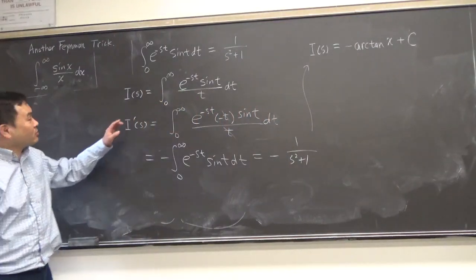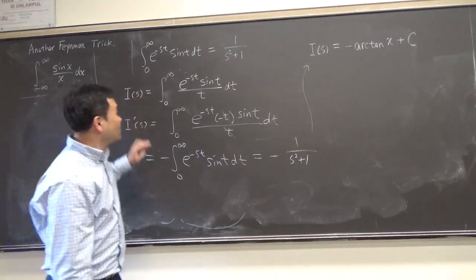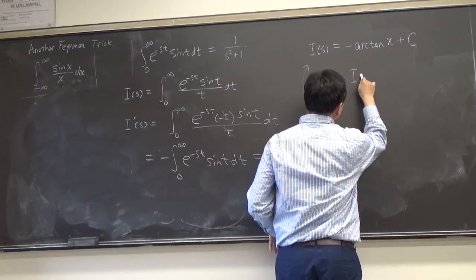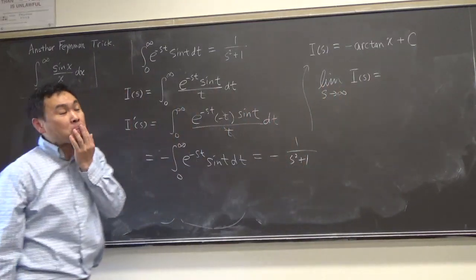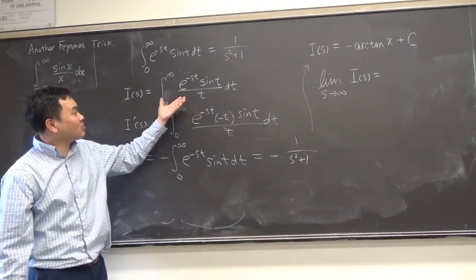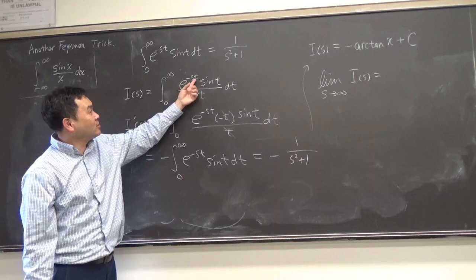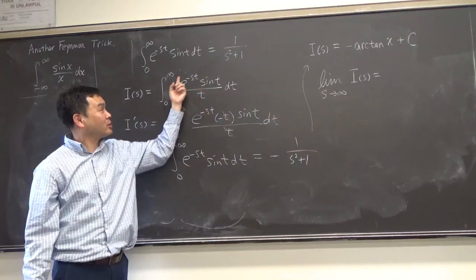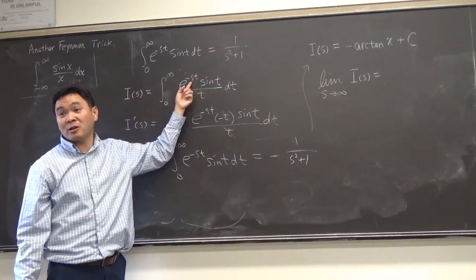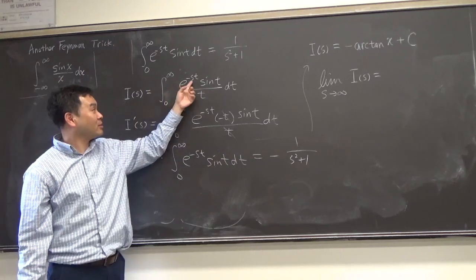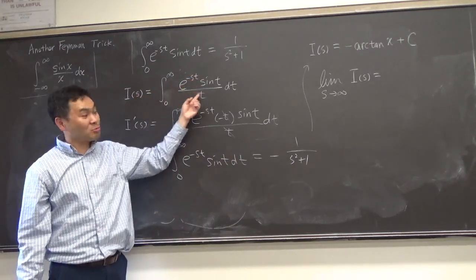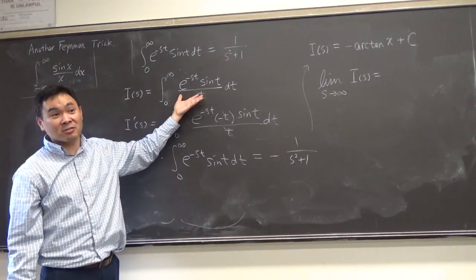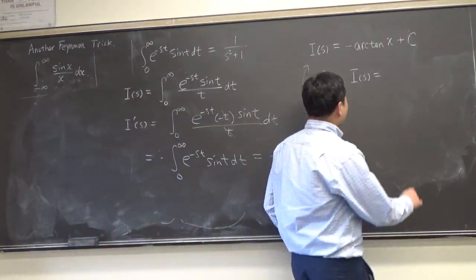Now we think about the limit of I of s as s goes to infinity. That one can be observed here. If you take s to infinity, t is some positive value, since t is from 0 to infinity. So what happens to this if you send s to infinity? It will become 0. The bigger s becomes, the smaller this becomes, so it eventually becomes 0. So I know that this limit has to be 0.